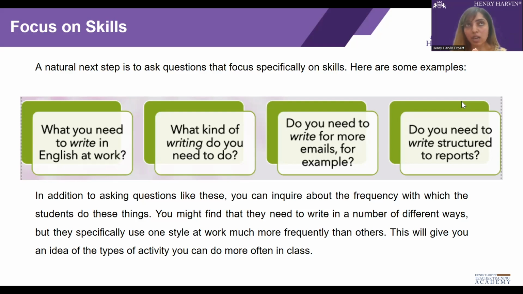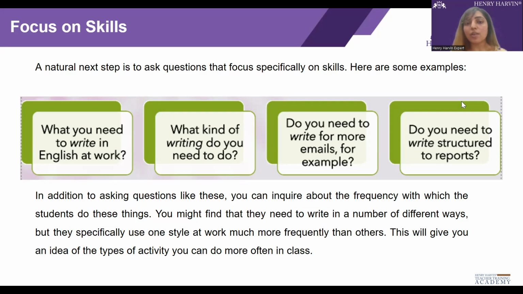What's their skill set? Are they fumbling a lot? Are they using a lot of fillers in their language? Because fillers make you look absolutely unconfident. And it just doesn't look nice when you are dealing with your clients or when you're talking to offshore. Okay. So what do you need to write in English at work?